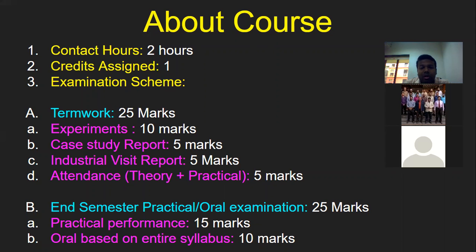Then we have the industrial visit report for 5 marks. We need to undergo some industrial visits, and for that we have 5 marks. Your attendance, including theory and practical, carries 5 marks. These are the different heads under which the term work of 25 marks is distributed.